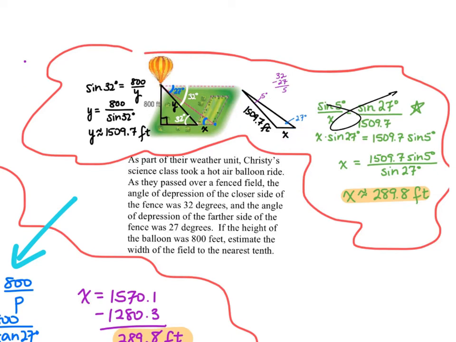So we're going to do right triangle trigonometry. That's going to be sine this time. The sine of 32 is equal to the opposite, 800, over the hypotenuse, y. Solve that. And then for the second part, now that we know that y is 1509.7, we can do the law of sines, and it's going to give us the same answer as what we got with the other method.